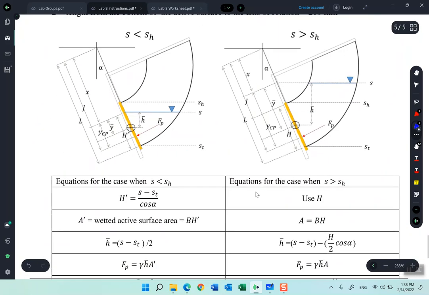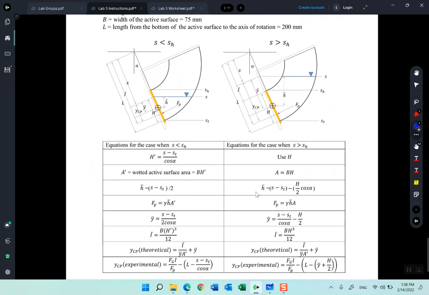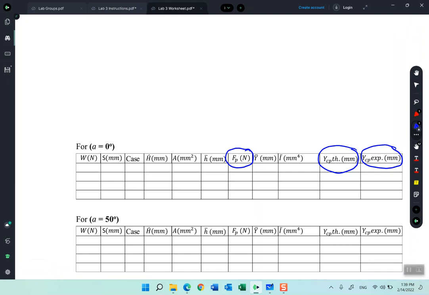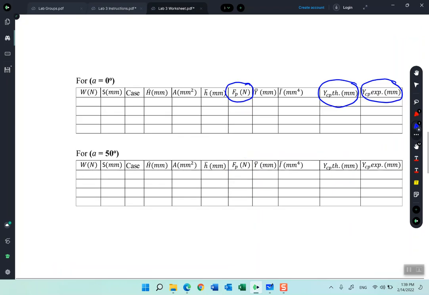You will see in the last page that we gave you several equations, or I should say two sets of equations. The first one, you will use in case you have S less than SH, or in case you have S more than SH, you will use the equations on your line. Okay? Nice. So actually this equation, you don't have to memorize it, and you actually can derive all of them, but we are not going to do that right now. But it's not fancy equations, it's only like a relation between the different dimensions or different distances. Great, so this is the first question.